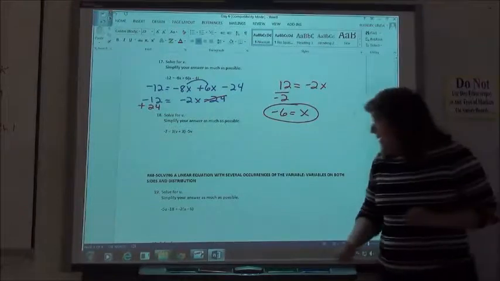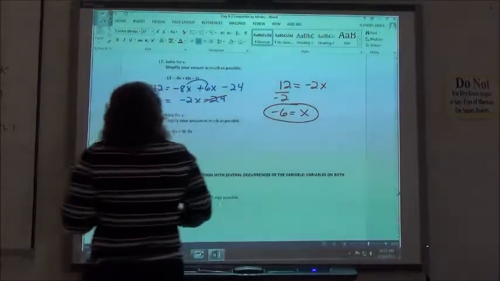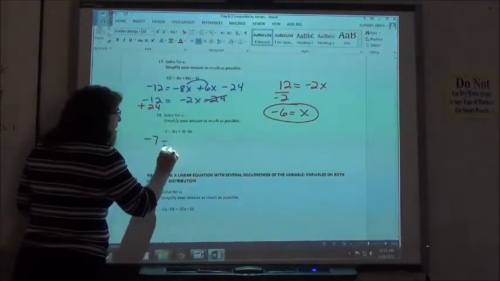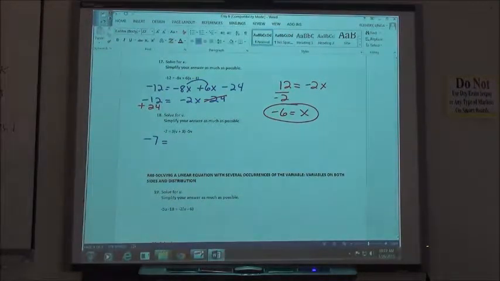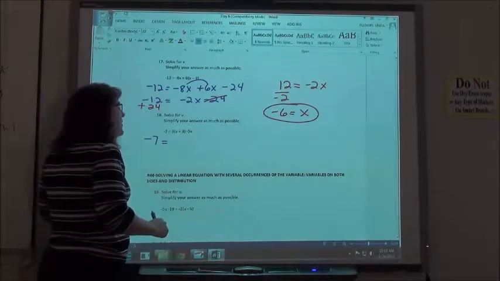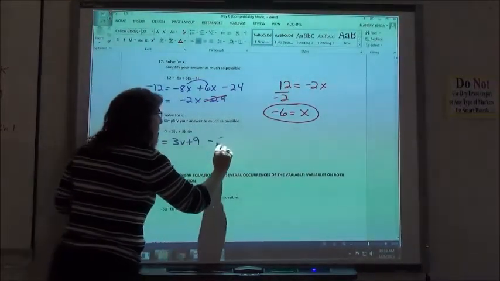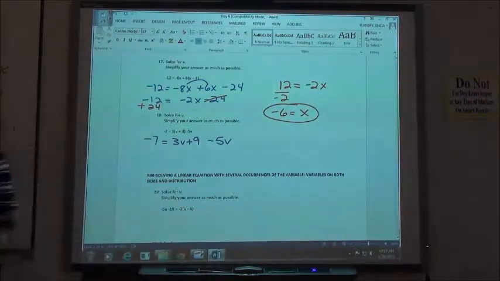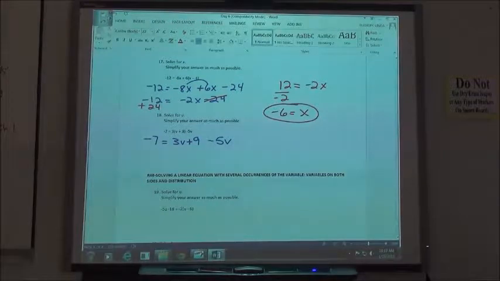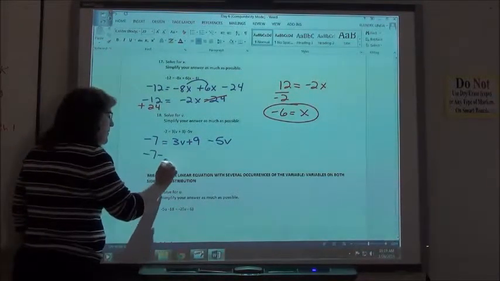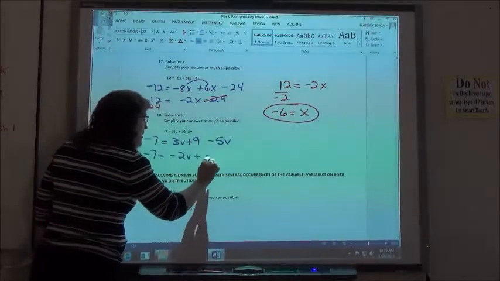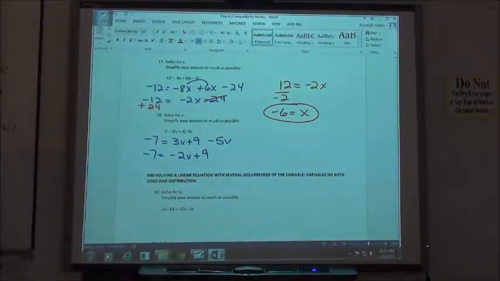Number 18 then. If I get rid of my parentheses, I'm going to have negative 7 equals, and over on the right side, what would I have? (3v plus 9), and then the minus 5v would go on the end. Next thing I would do is combine my like terms. So if I take 3v minus 5v, I'm going to get negative 2v, and then my plus 9.